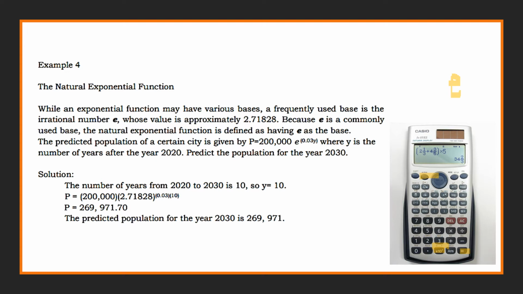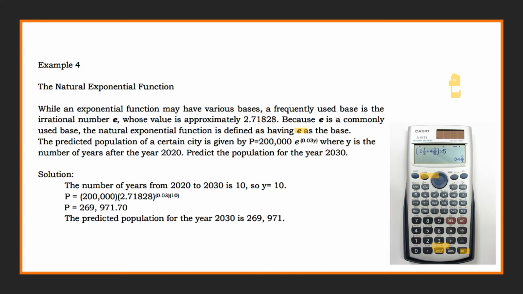So, while an exponential function may have various bases, a frequently used base is the irrational number e, whose value is approximately, again, 2.71828. Because e is a commonly used base, the natural exponential function is defined as having e as the base. So, tandaan ha, kapag natural exponential function, we're going to use that e.